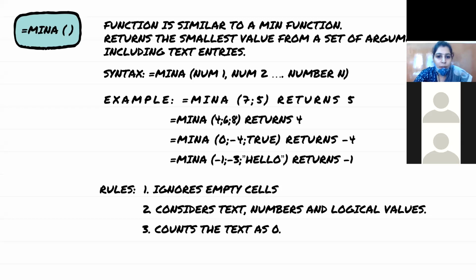MINA 0, minus 4 and true. The minimum value is minus 4. In the last example, look carefully. MINA minus 1, minus 3, hello. Hello is 0. The value of text is 0. And minus 3 will be the lowest value, so it will return minus 3. In place of minus 1, write it as minus 3. Clear? Replace it with minus 3.